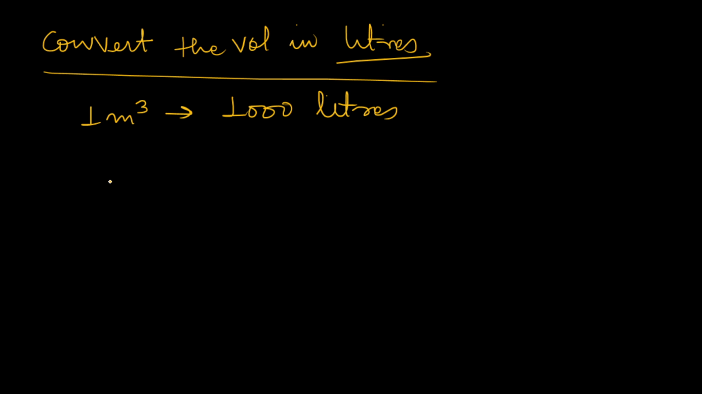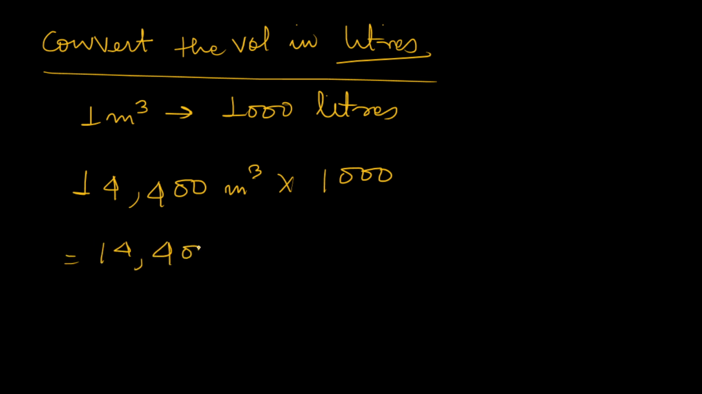How many meter cubes do we have? We have 14,400 meter cube. So we will multiply by 1000, because we have to convert into liters. So what will we get? 14,400 and 000. That is 5 zeros. This will be our value after conversion into liters.